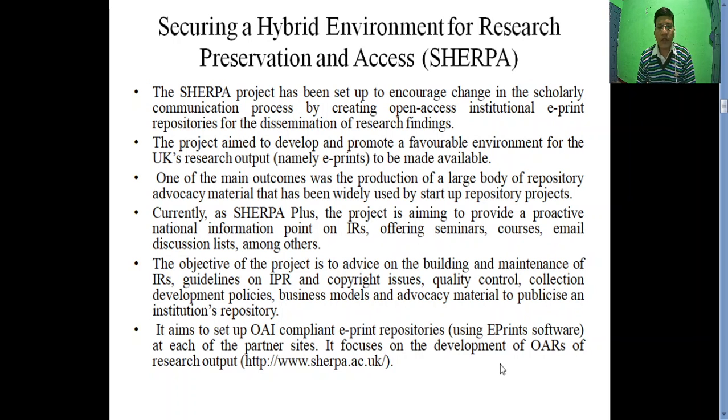The objective of the project is to advise on the building and maintenance of institutional repositories, guidelines on IPR and copyright issues, quality control, collection development policies, business models, and advocacy material to publicize an institution's repository.